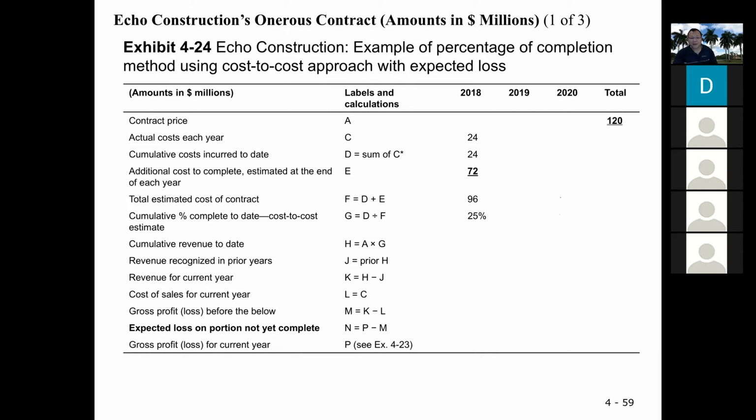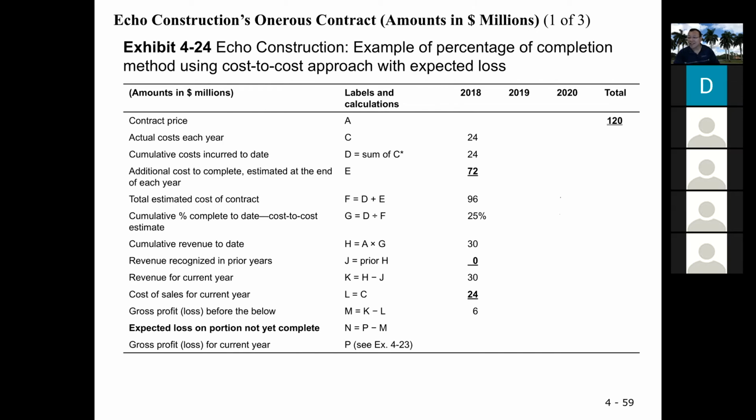So for cumulative revenue recognized to date, I'm gonna use 25% times 120. So I need to recognize up to this point $30 revenue. This is the first year, no revenue is recognized previously. So for the current year, I need to recognize 30. Cost of sales equals the actual cost, 24. The gross profit is 6.